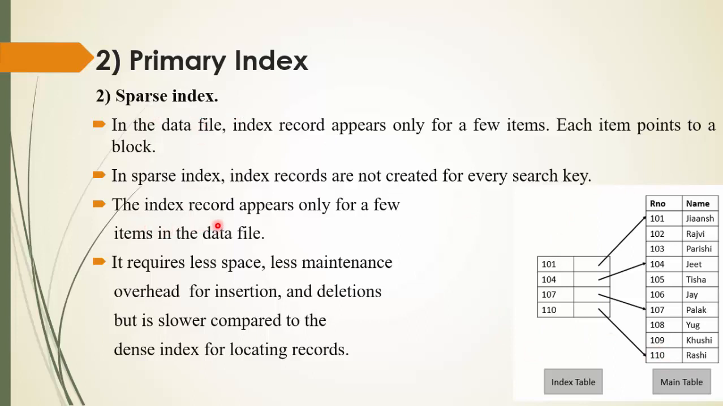In it, the index record appears only for a few items in the data file. Okay, it is only for few items. It requires less space. In dense we require more space. Here we have less space and less maintenance overhead for insertion and deletion, but it is slower compared to the dense index for locating a record.